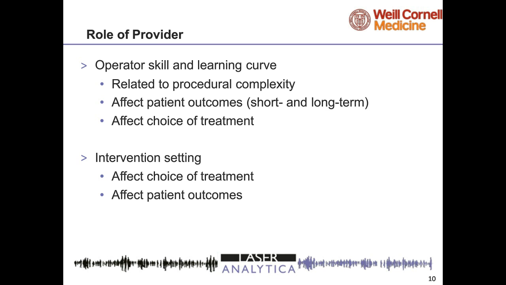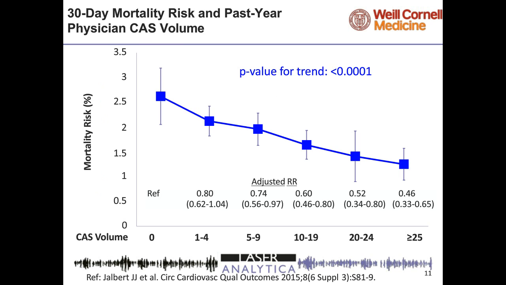So this is a study where we looked at 30-day mortality risk and the past year physician carotid artery stenting volume. Carotid artery stenting is a percutaneous procedure where a stent is inserted into your carotid artery. And so it's a pretty complex procedure. What we see here is mortality risk, and then at the bottom, on the x-axis, we have carotid artery stenting volume. That's the volume of procedures that the physician has done in the past year.